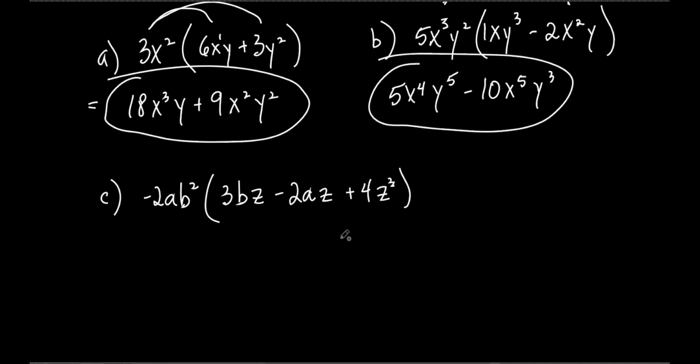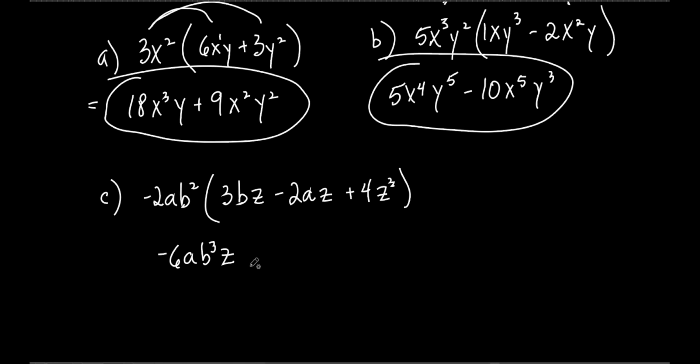All right, here we go. I'm not going to put the arrows here, but I'm going to go through a little quicker this time. It's negative 2 times 3. It's negative 6. There's no a, so you just put the a there. B squared times b is b cubed. And then you got a z, so you put a z. All right? Almost as fast as you could write. You should be writing these things down.